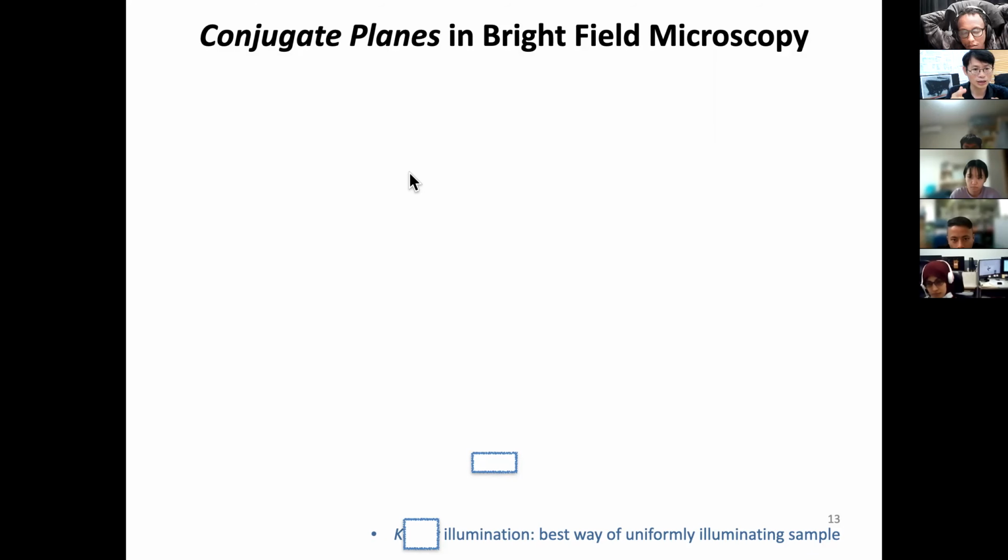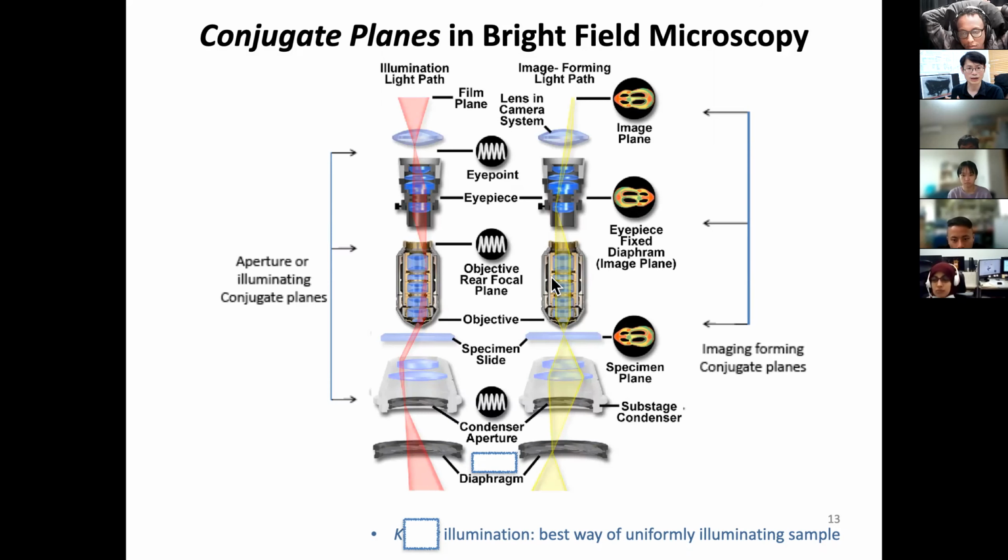But think about the imaging part. Imaging is basically light scattered or coming out from each point of your sample. That is, as a point source, it diverges out, and that should focus back to your screen. So you have to consider these two aspects. That's why I have two paths on the left and right. Let me explain the left part first, which is the illuminating light path.